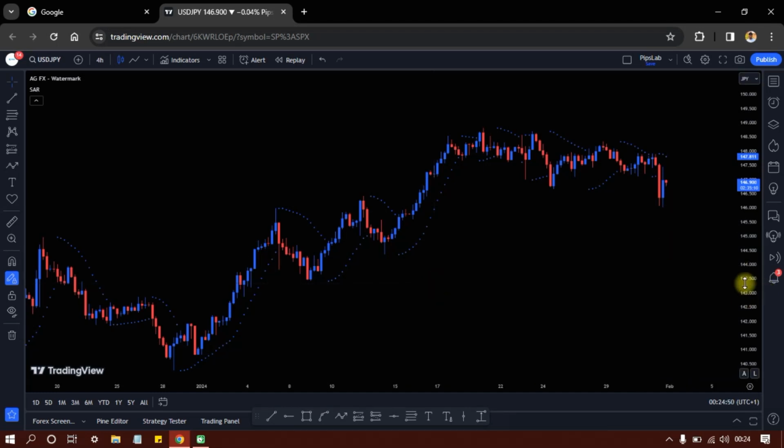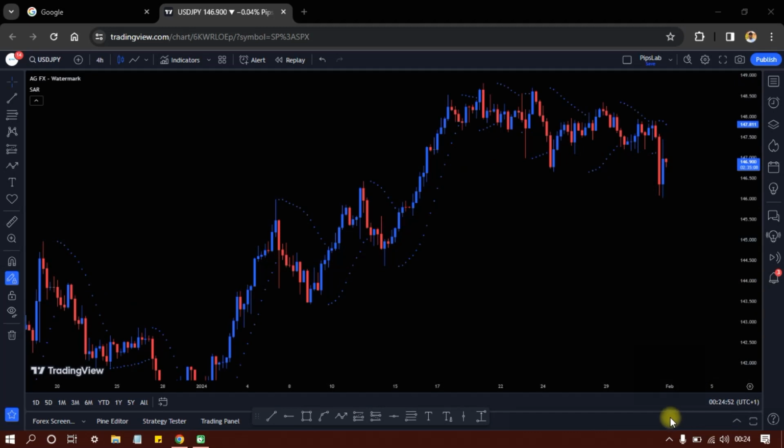Looking at this, when we have the parabolic SAR showing below the price chart, let's take for example it starts forming at this point. When the parabolic SAR starts forming at this point, it's just indicating that we are going to be having a bullish price movement, or a push of price to the upside. That is when we have it starts forming below the price chart.